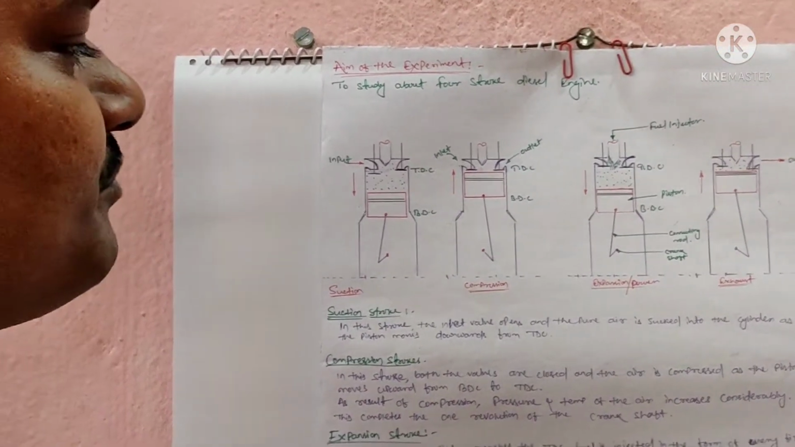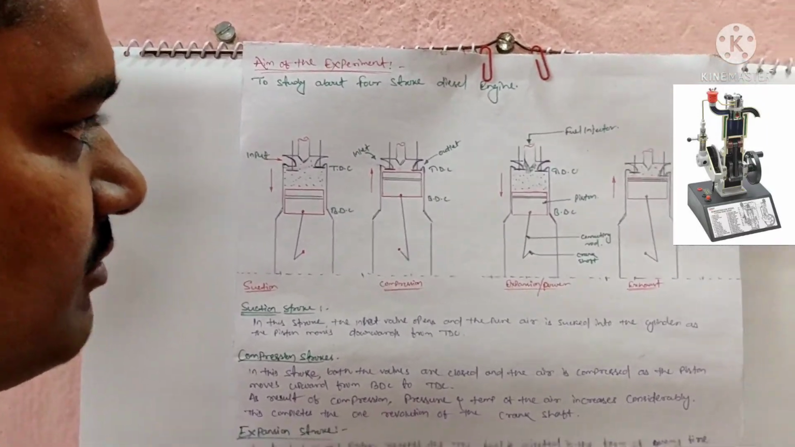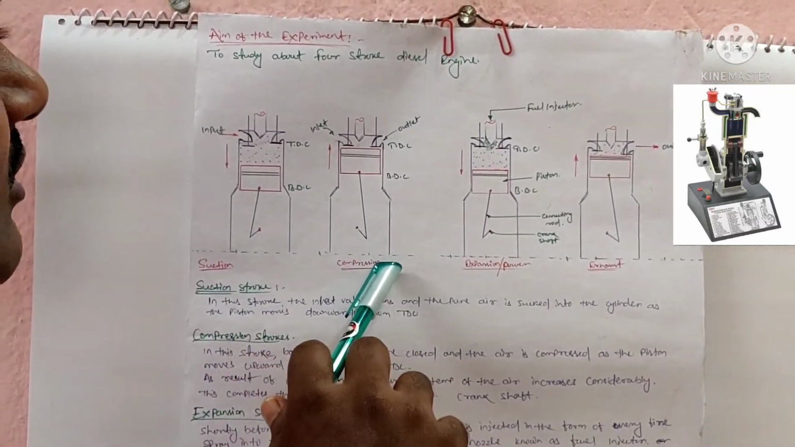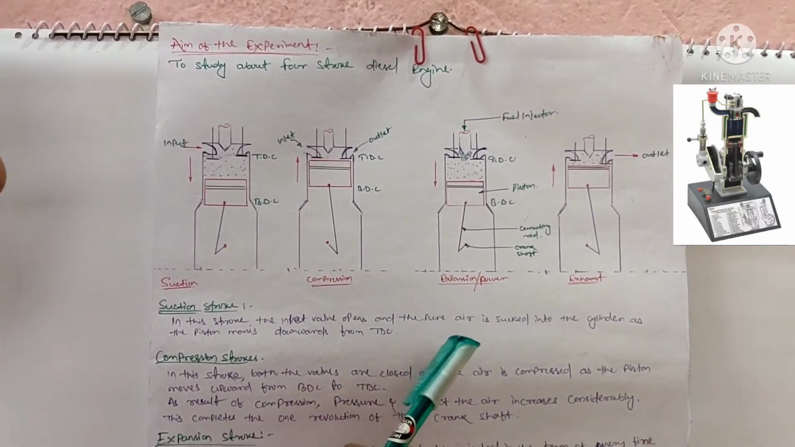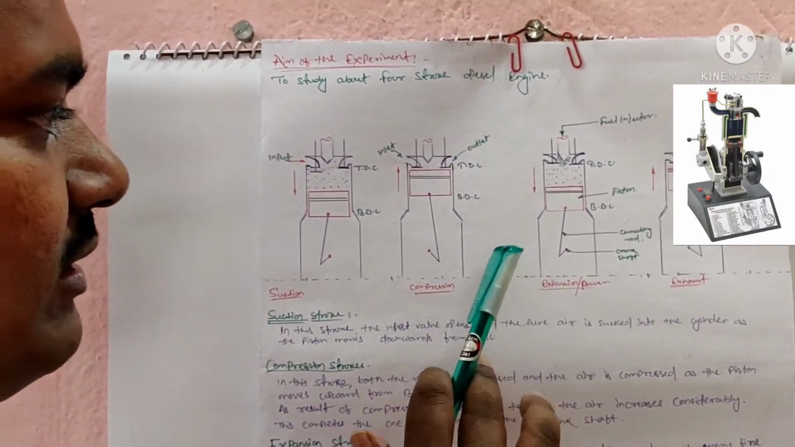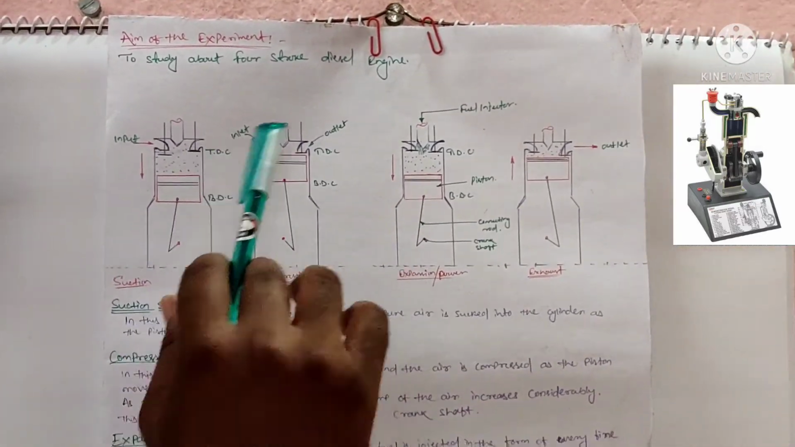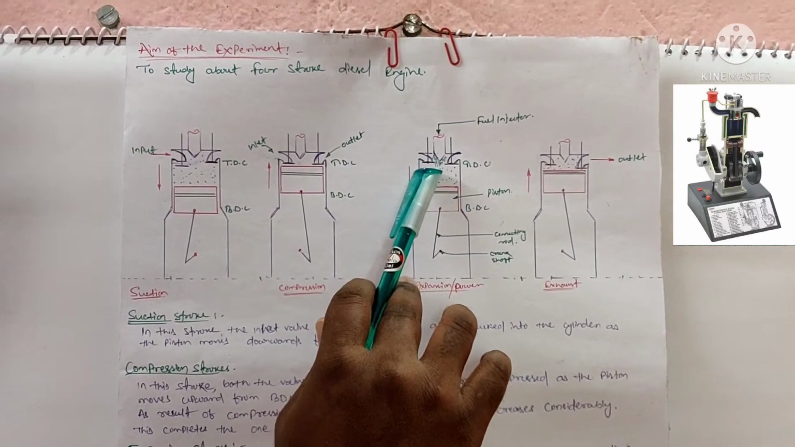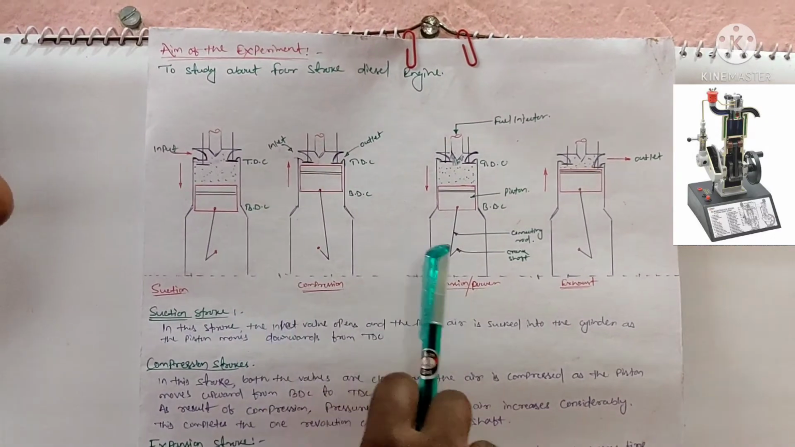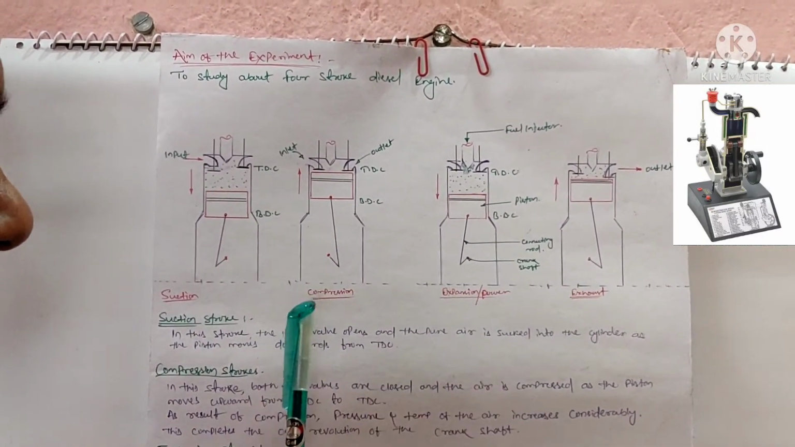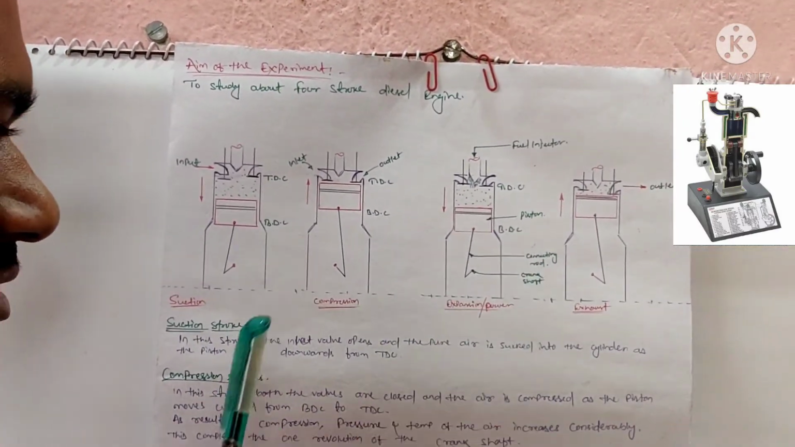Good morning friends. In our previous class, we discussed the 4-stroke petrol engine. But now we are discussing the 4-stroke diesel engine. The main difference between a petrol engine and a diesel engine is the spark plug and fuel injector. In the diesel engine, a fuel injector is present, and in the petrol engine, a spark plug is present. That's why the diesel engine is otherwise called a CI engine, compression ignition engine, and the petrol engine is called an SI engine, or spark ignition engine.